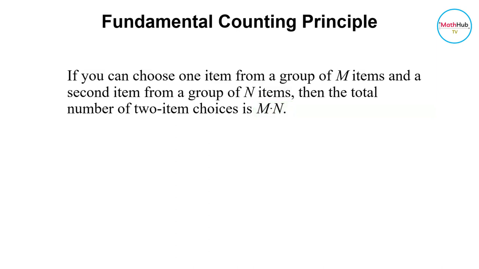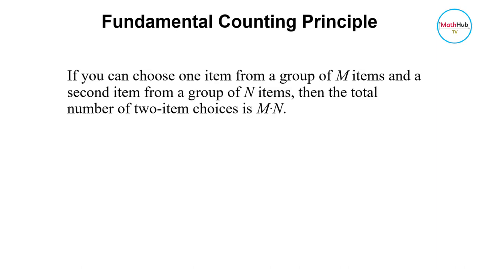In other words, if you can choose one item from a group of m items and a second item from a group of n items, then the total number of two-item choices is m times n.